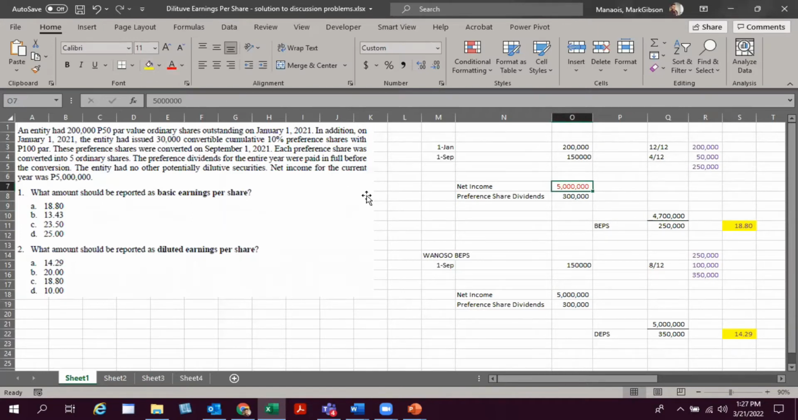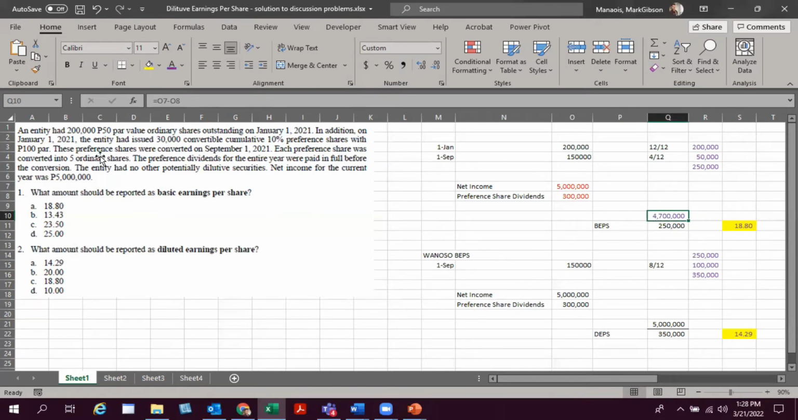And then the preference share dividends, pansinin, this is cumulative. So whether there's declaration or not, we have to compute for the preference share dividends. But in this case naman, sinabi dyan, the preferred dividends for the entire year were paid in full before the conversion. So therefore, that's 30,000 multiplied by 100 multiplied by 10%, representing share dividends. Okay na tayo sa numerator natin. So that's 5 million less 300,000, so that would be 4,700,000.